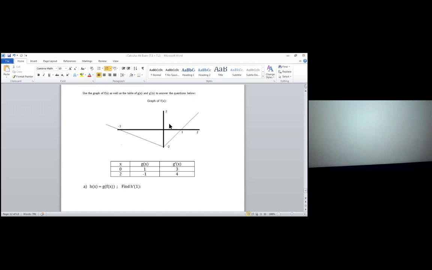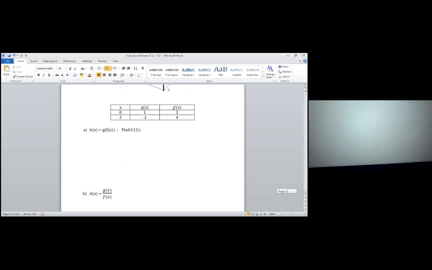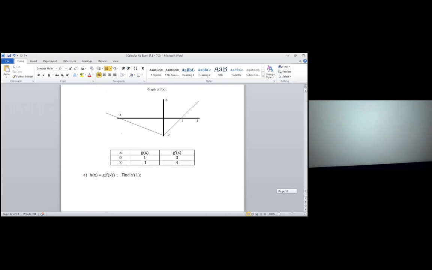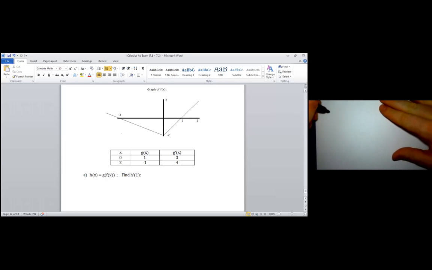Okay, what do we have here? We have the graph of F, and we have a table for G, so this should all look super familiar. And in part A, we are being asked to find H prime of 1. So if I'm going to find H prime of 1, I should start by taking the derivative of that.